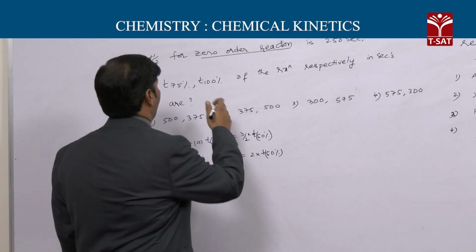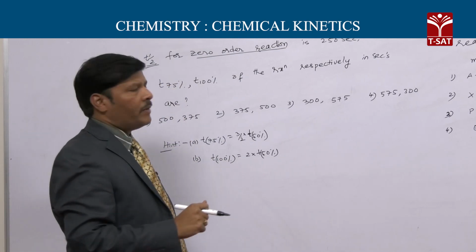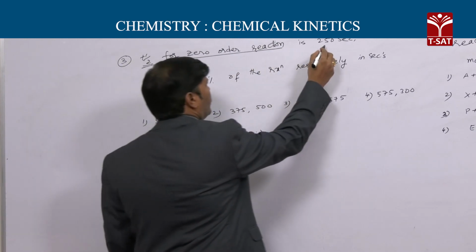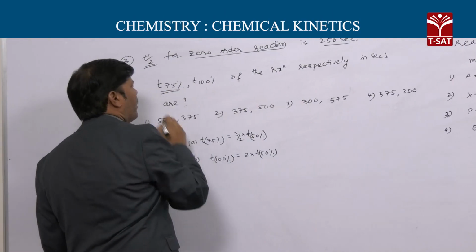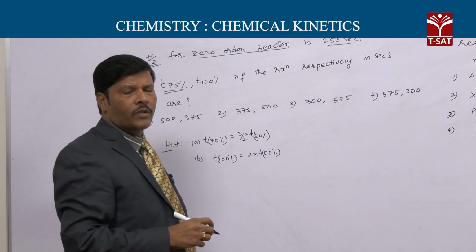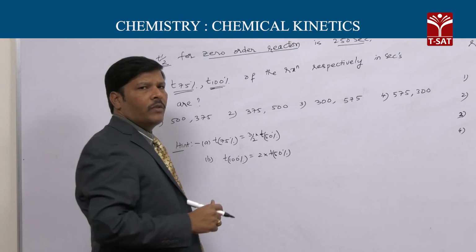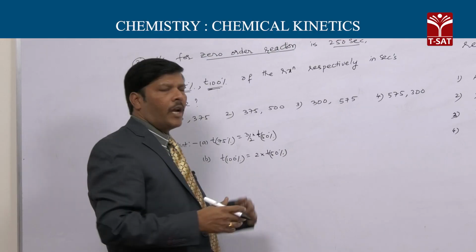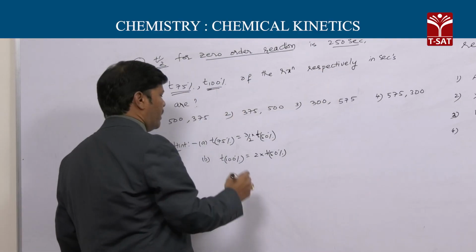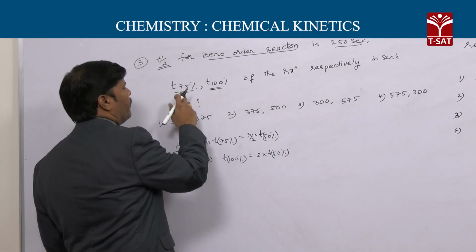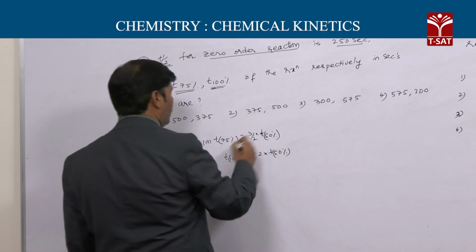So what the problem says is, if the half life of a zero order reaction, T half, which means T 50%, is 250 seconds, then what is the time taken for 75% completion of the zero order reaction, and what is the time taken for the completion of reactants to products, that is 100% completion of the reaction, respectively in seconds. You can solve this with respect to T 75% and T 100%, and straight away use these two formulas.